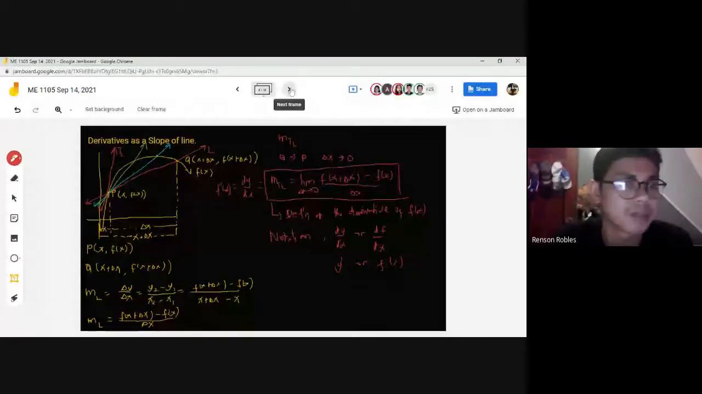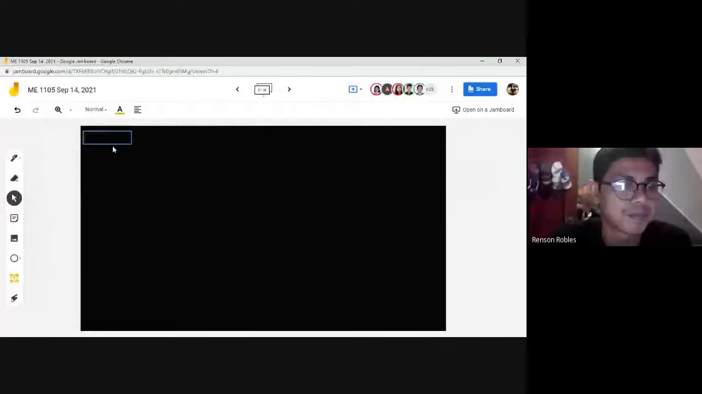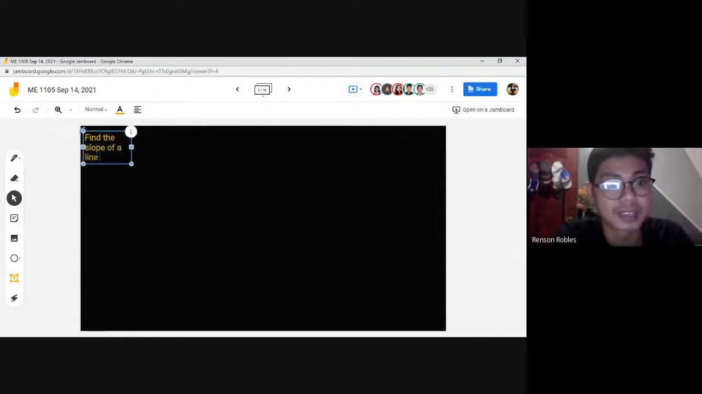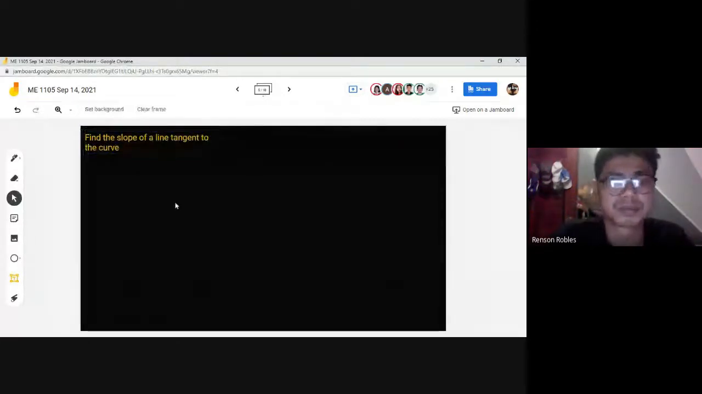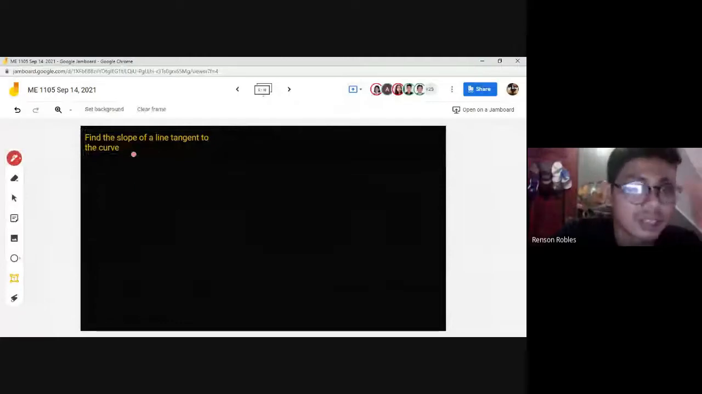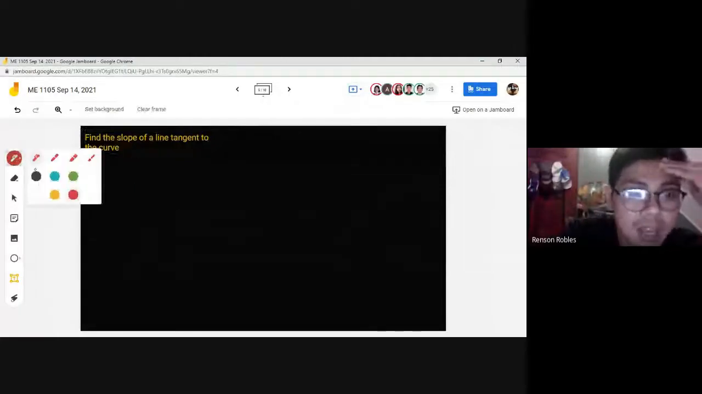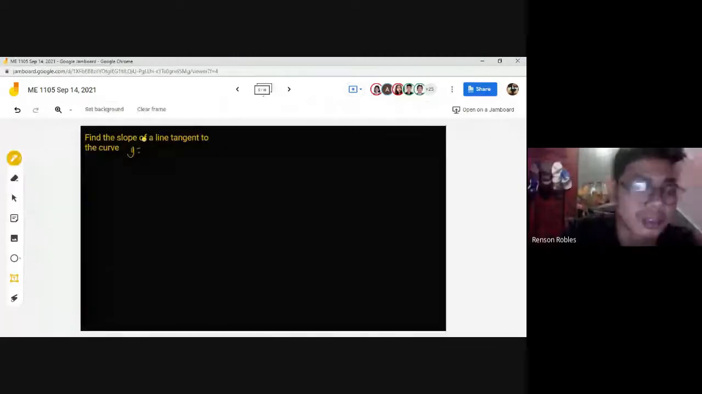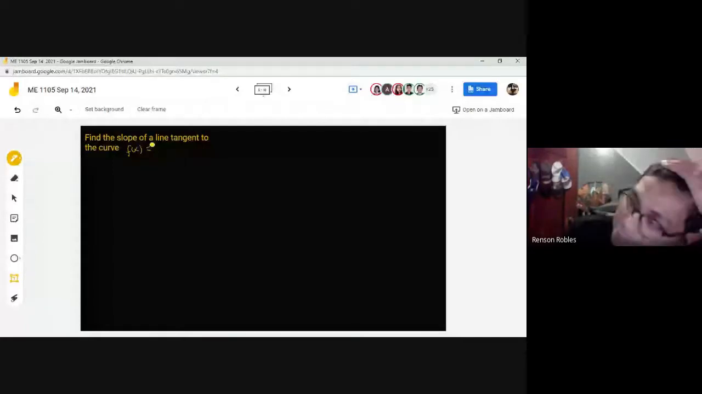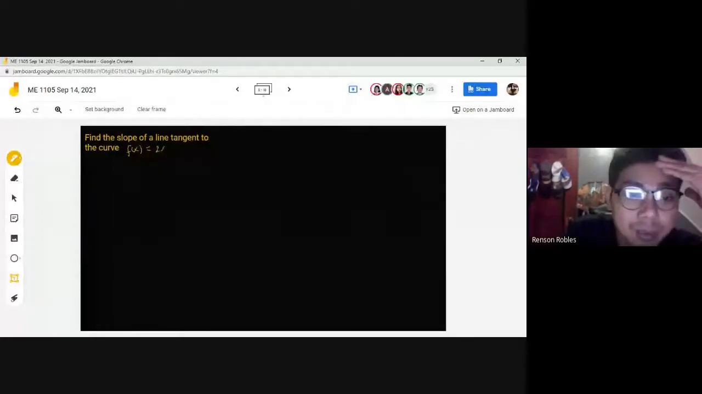Sample number 1. Find the slope of a line tangent to the curve. Allow me to write the curve. Tangent to the curve, let me see. y equals, or f of x, f of x equals 2x squared plus 2x plus 1. Oh, no. I'll make it a little simpler.